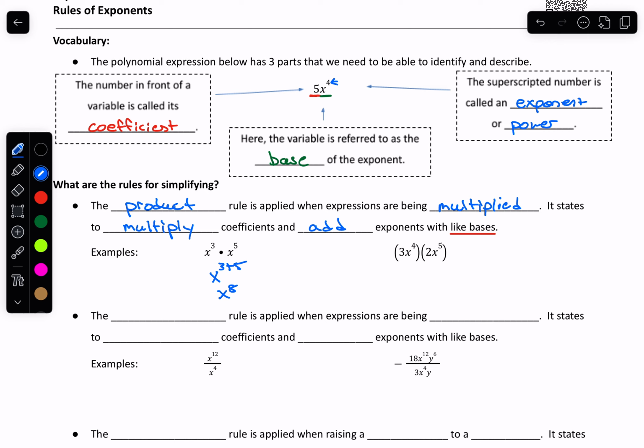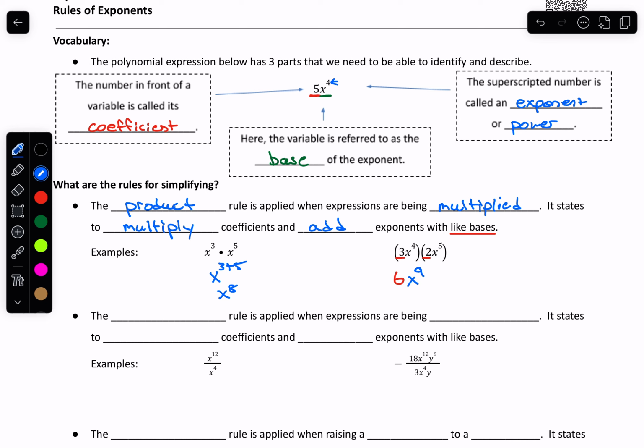All right, the second example here shows us what to do with the coefficients. So in this next example, we have a coefficient of 3 and a coefficient of 2. So the product rule tells us to multiply the coefficients. 3 times 2 gives us 6. And then when we multiply the x terms, we add the exponents. So we're going to get x to the power 9 because we're doing 4 plus 5.